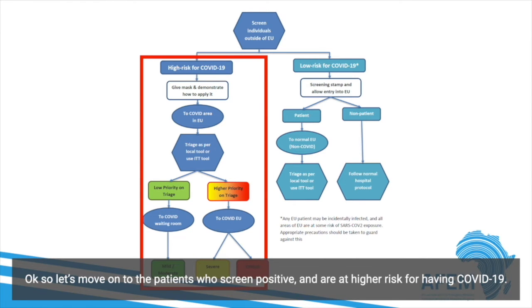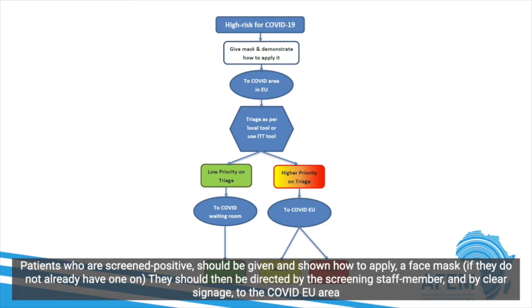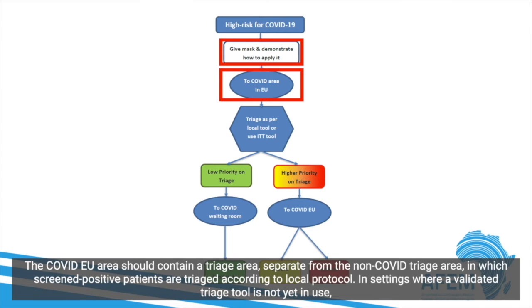Okay, so let's move on to the patients who screen positive and are at high risk for having COVID-19. Patients who are screened positive should be given, and shown how to apply, a face mask if they do not already have one on. They should then be directed by a screening staff member and clear signage to the COVID EU area. The COVID EU area should contain a triage area separate from the non-COVID triage area, in which screened positive patients are triaged according to local protocol.